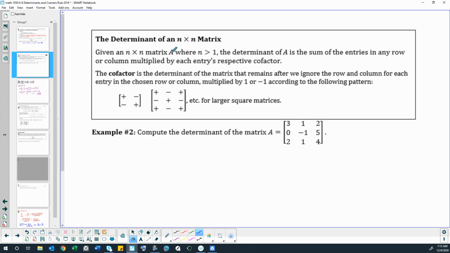So given an n by n matrix A where n is greater than 1, so obviously we don't have negative numbers in matrices, so that's just a disclaimer. The determinant of A is the sum of all the entries in any row or column multiplied by each entry's respective cofactor. The cofactor is the determinant of the matrix that remains after we ignore the row and column for each entry in the chosen row or column, multiplied by 1 or -1 according to the following pattern.